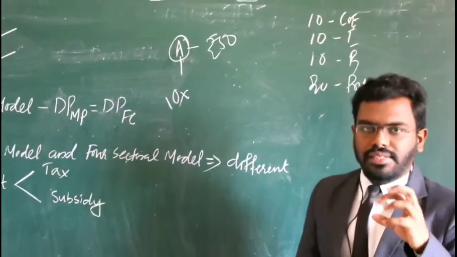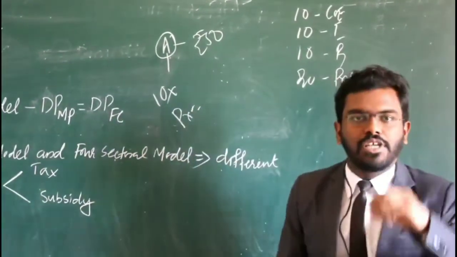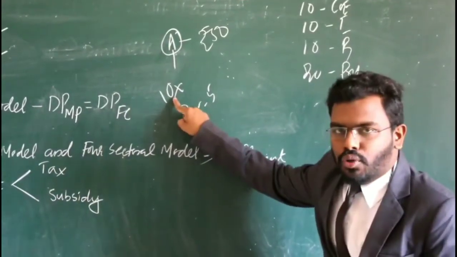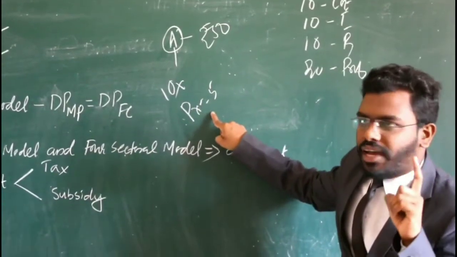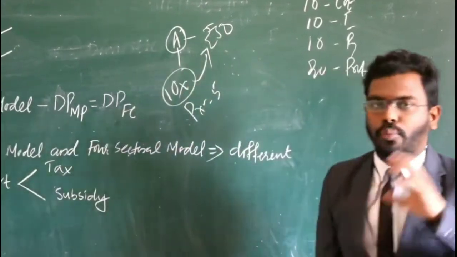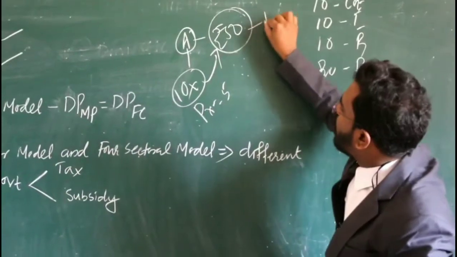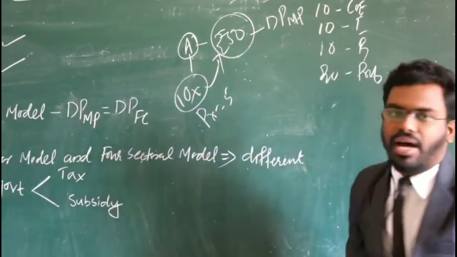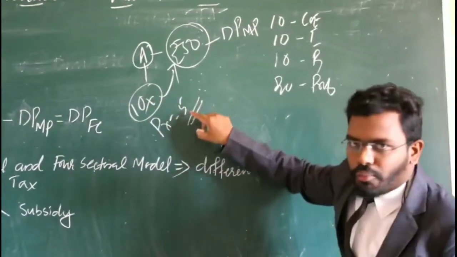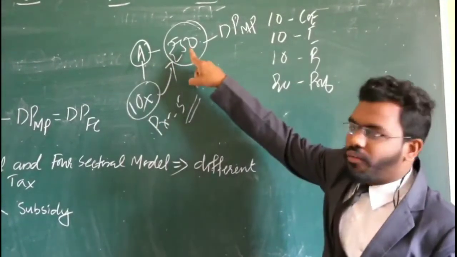10 unit of X, and the price of this 10 unit of X is, that means the price of commodity X is 5 rupees. 10 unit of X is produced and the price of 1 unit of X is 5, then the value of this 10 unit of X is equal to rupees 50, and this rupees 50 is known as domestic product at market price. So it is based on market price. Price is 5 rupees and we multiplied with the number of output and we got the value of our output, that is 50.